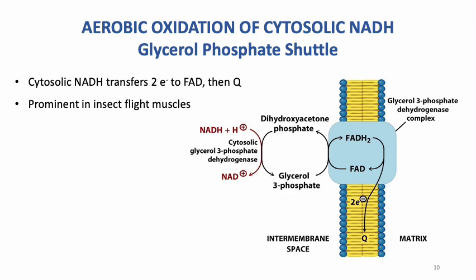So the glycerol 3-phosphate will regenerate the dihydroxyacetone phosphate, but this complex has several electron carriers that eventually will be used to reduce Q to QH2. So the NADH formed in the cytosol now will enter the mitochondria as QH2. In other words, when a QH2 is oxidized, we end up having 1.5 molecules of ATP, unlike NADH, which produces 2.5 molecules of ATP. So this shuttle will result in the loss of 1 molecule of ATP. And this shuttle is prominent in insect flight muscles.